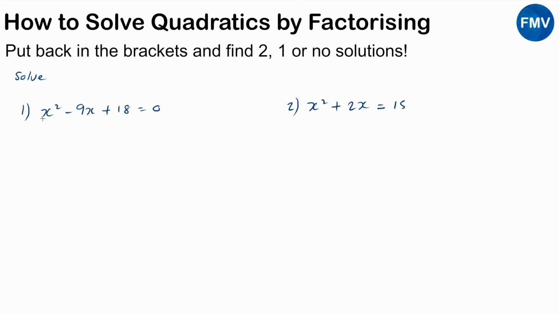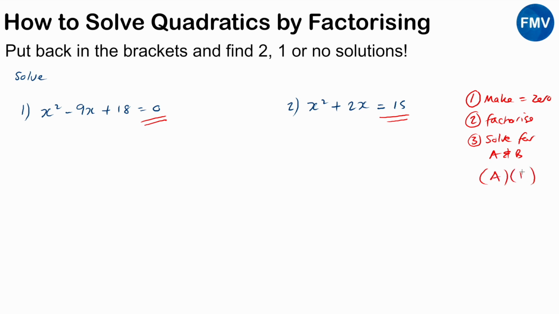Okay, so now we're looking at solving a quadratic that's not in brackets, so we need to factorise first. In fact, if we look at these two equations, we can see that that equals 0 and that one equals 15. I'm going to give you some steps. So your first step will be to make the equation equal to 0. After that, your second step is simple. It is just factorise. And the third step is just to solve for A and B. And when I say A and B, I am talking about that bracket multiplied by that bracket.